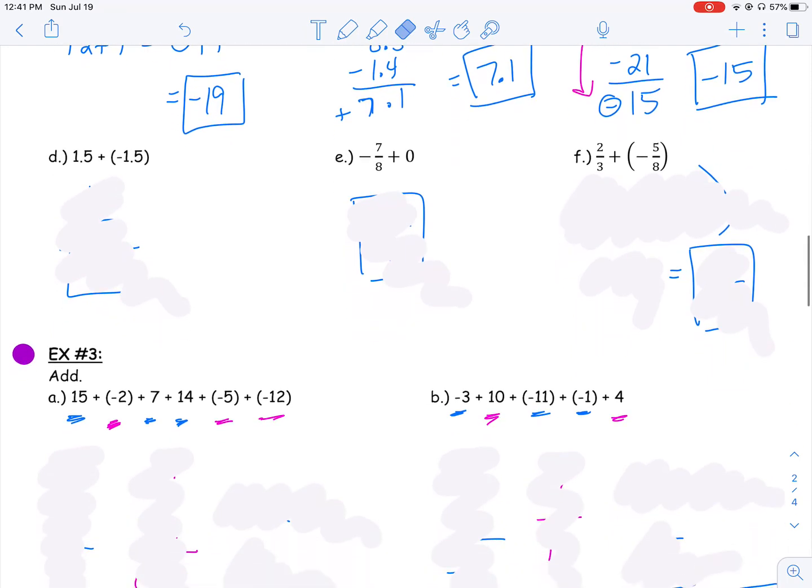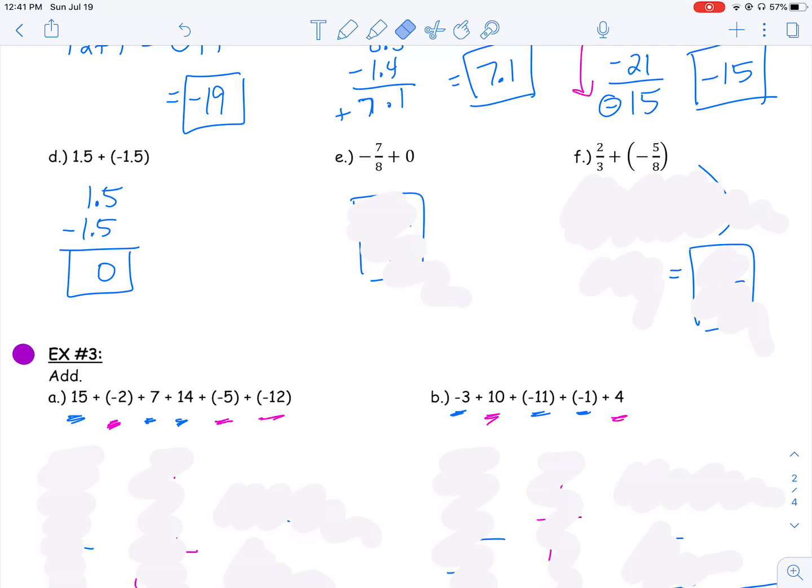What about D? If I have 1.5 plus a -1.5, one's positive, one's negative. Since they're opposite, I'm going to subtract. So 1.5 minus 1.5 is 0, and 0 doesn't really have a sign. It's neither positive nor negative, so my answer would just be 0 on that one.